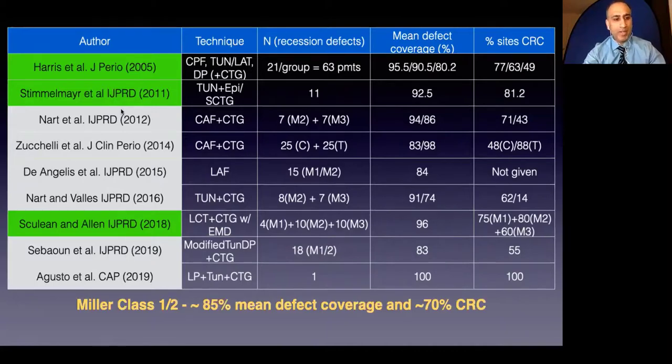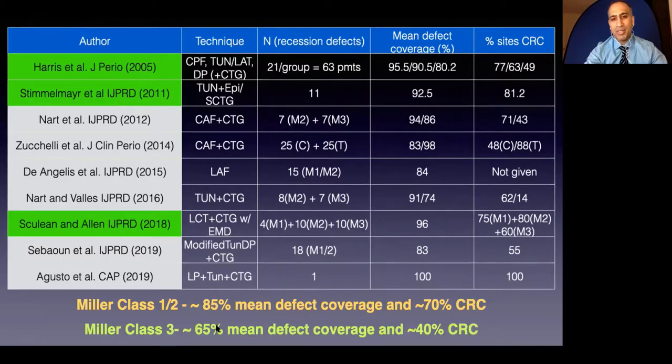I'm also in the process right now of doing a systematic review and meta-analysis for the anterior mandible in particular. So far, what I can tell you is that for Miller class 1 and class 2, we can see about an 85% mean defect coverage and 70% complete root coverage in the anterior mandible. For Miller class 3, that mean defect coverage decreases, and so does the complete root coverage percentage as well. So again, this is some pretty exciting stuff that I'm happy to be involved with, and stay tuned for that.